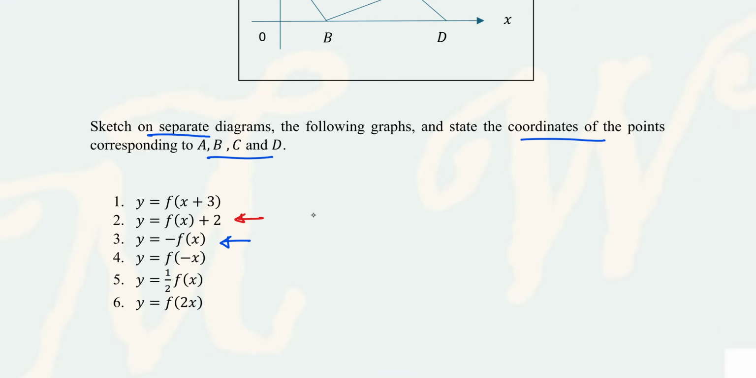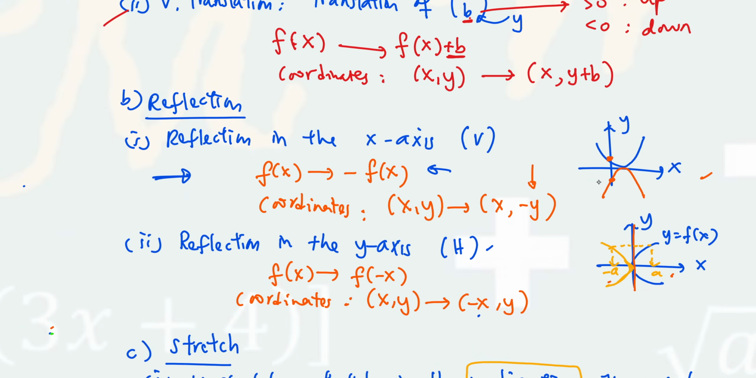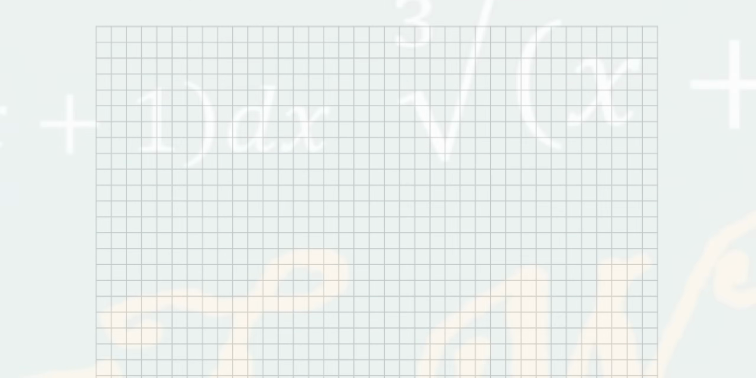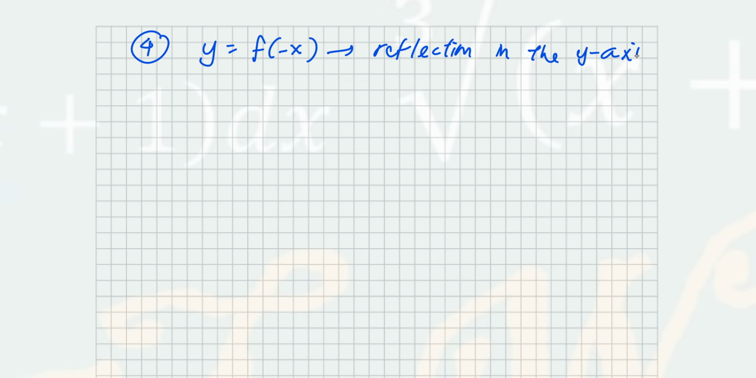Now, the next one is the fourth question, f(-x). So when the minus is with the x, let's go back to the notes. When the minus is with the x, that is the horizontal reflection, or I would say that it is the reflection in the y-axis, because based on here, your x has been changed to -x. So now number 4, y = f(-x). So it is the reflection in the y-axis.